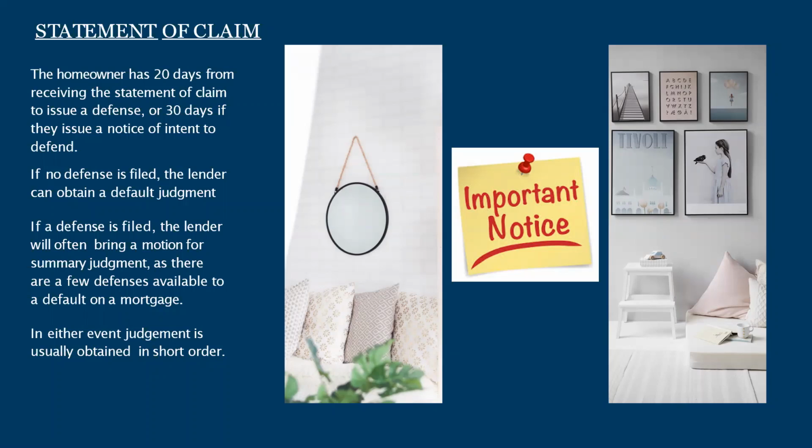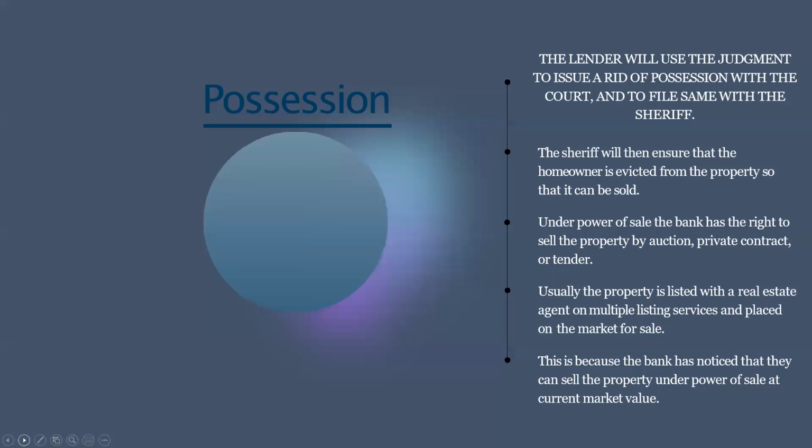Statement of claim. So the homeowner has 20 days from receiving the statement of claim to issue a defense, or 30 days to issue a notice of intent to defend. Now, if no defense is filed, the lender can obtain a default judgment. If a defense is filed, the lender will often bring a motion for summary judgment, as there are few defenses available for a default on a mortgage. In either event, judgment is usually obtained in short order.